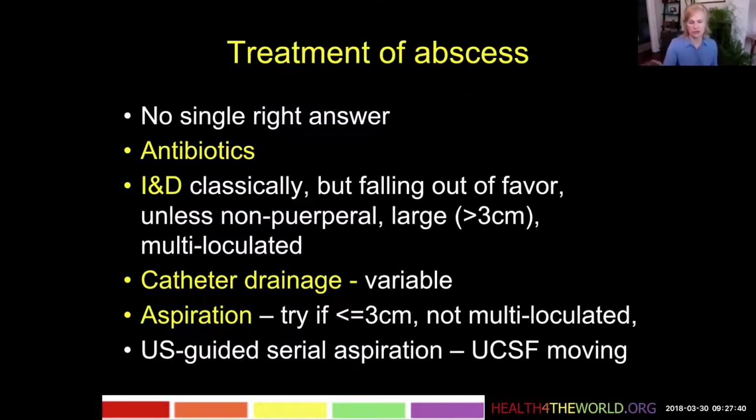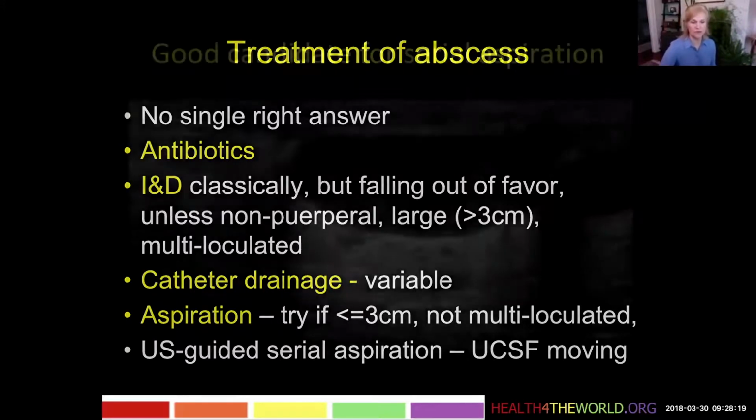So I mentioned aspiration. Aspiration is something that we will try, needle aspiration, if the abscess is less than about 3 centimeters in size. Also, if it's not multiloculated. And what we find is that sometimes we need to do serial aspiration. We'll use ultrasound guidance to place the needle in the best part of the abscess. And sometimes it requires several aspirations at roughly weekly intervals, 2, 3, 4, or even 5 aspirations. If it continues to get a little better each time, then we like to continue that process. However, if it's not getting better, then the patient may need a different treatment.